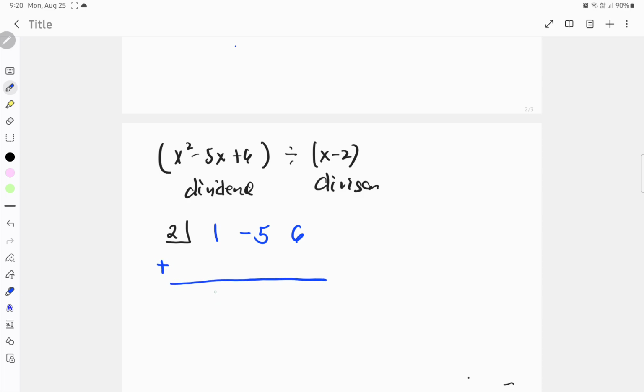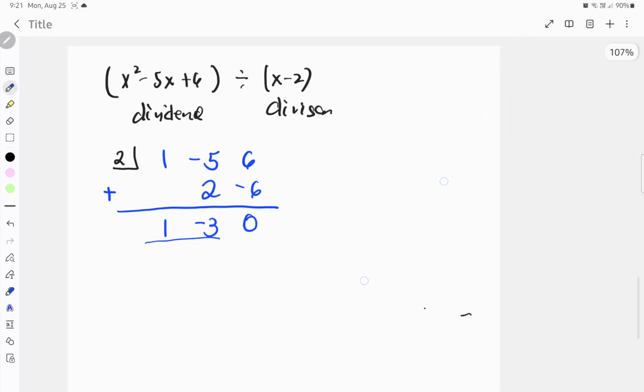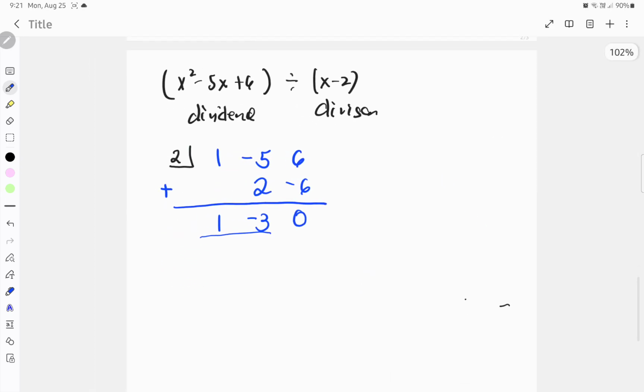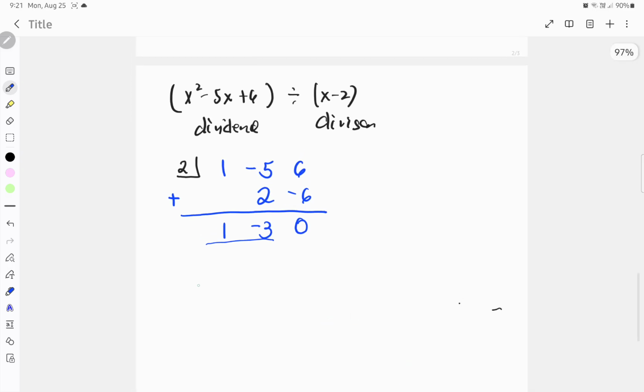Now, there would be a process. Bring down 1, and then multiply by 2. So, that would be 2. Add to negative 5, that is negative 3. Multiply by 2, negative 6. Add to 6, it will be 0. So, as you can see, this is now your partial answer because you're going to have a degree lower than 2. So, it would be x. So, your answer would be x, with the numerical coefficients 1 and negative 3.